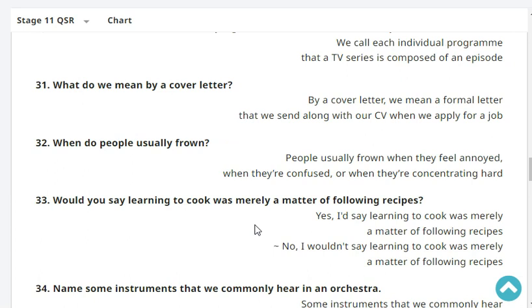What do we mean by a cover letter? By a cover letter, we mean a formal letter that we send along with our CV when we apply for a job.